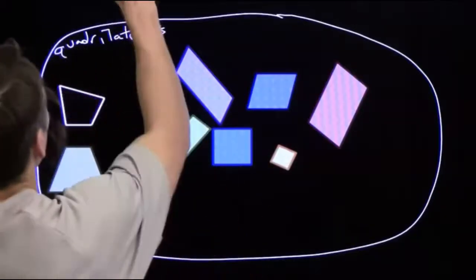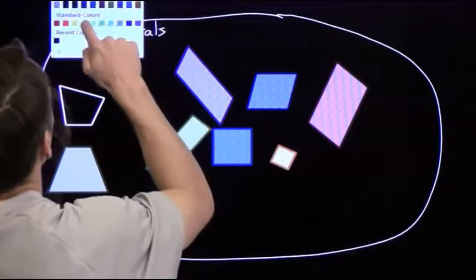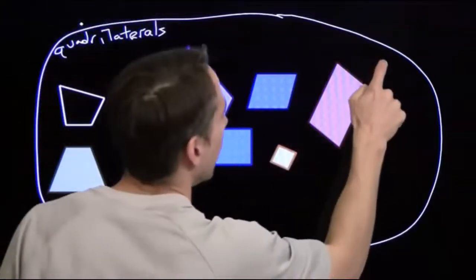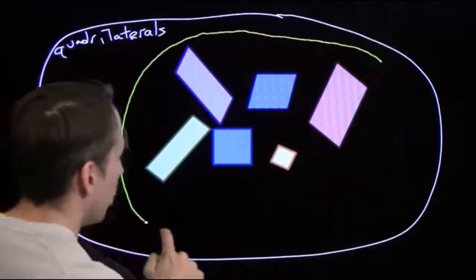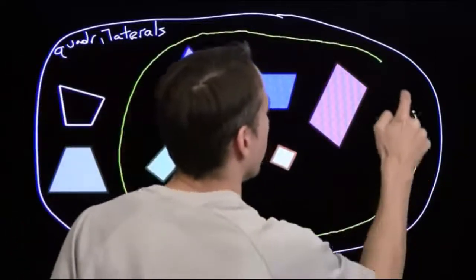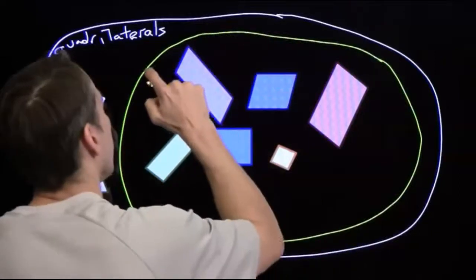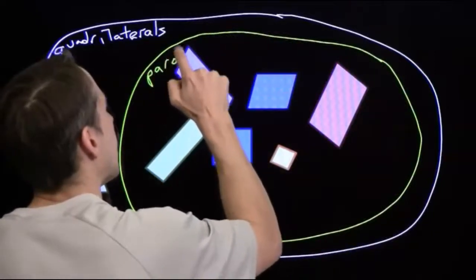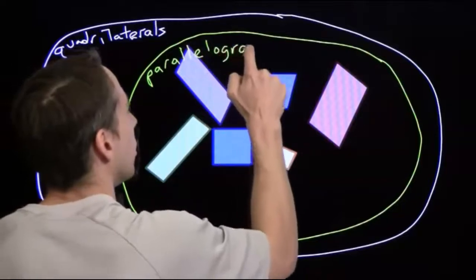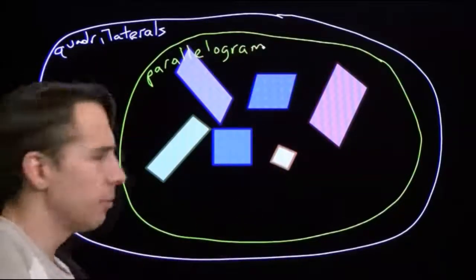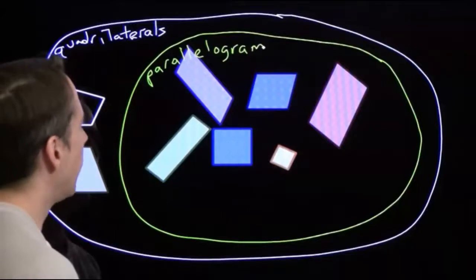I'm going to use a different color for that. I'm going to grab some yellow there. And we're going to make a big loop there. And we're going to put all the parallelograms in here. Parallelograms. Of course, some of these parallelograms have some special features as well.